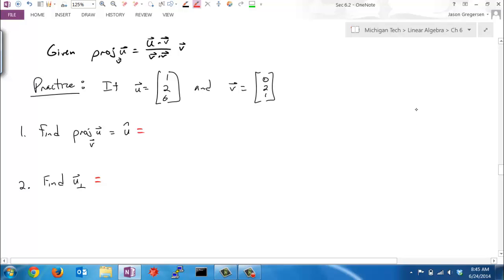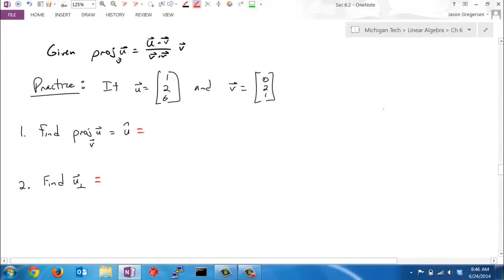Same thing here. You have a formula for the projection, but if you can draw that picture, vector, vector, and work yourself through the definition, you can always get back to it if you forget it. All right, but we have our definition. We have u dot v over v dot v times v.